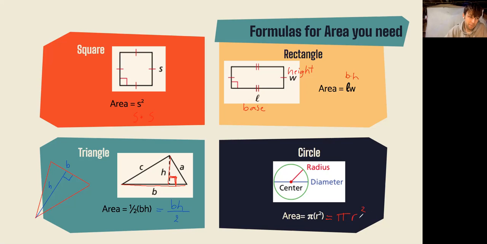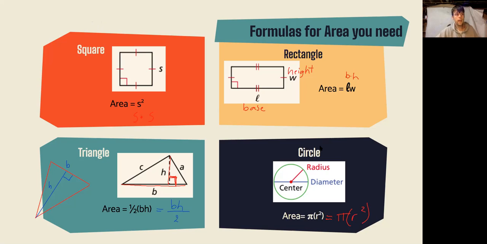The only reason I have the parentheses here is just to remind you that you square the radius before multiplying by pi. That's a common mistake that people do. They'll multiply by pi and then square everything. That'll get you a totally wrong answer. So just making sure we keep in mind the proper order of operations when we're evaluating this formula.